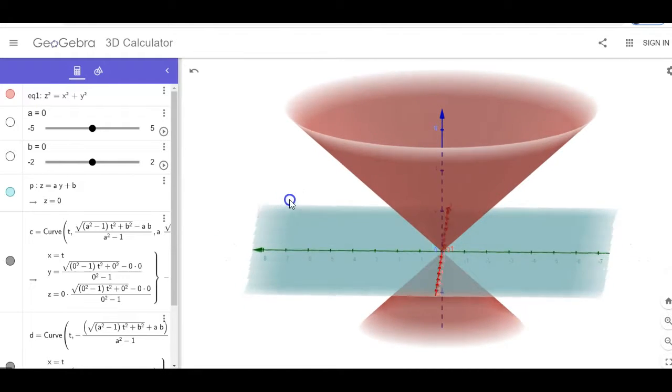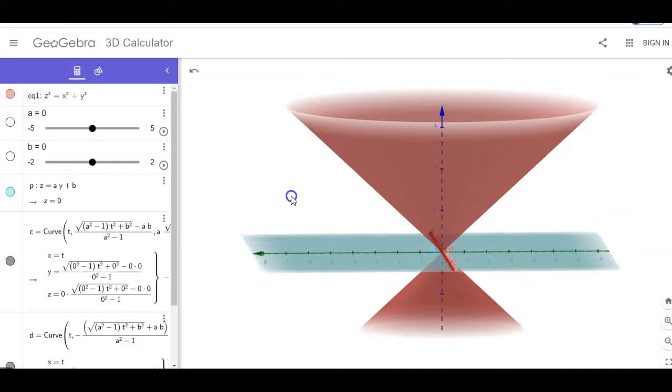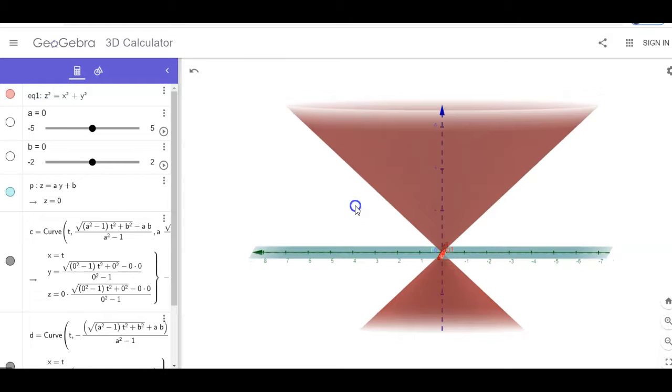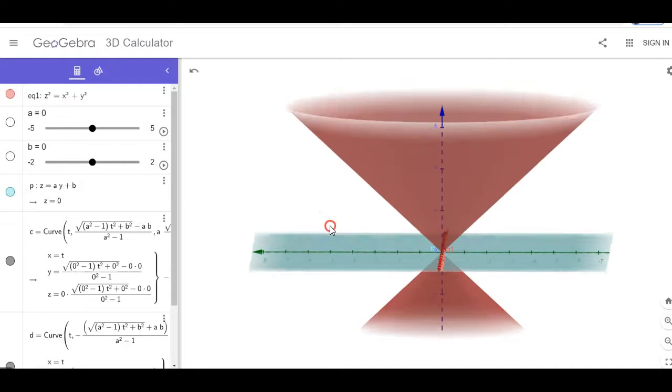Alright, and then what I'm going to do is I've got this plane right here. This z equals ay plus b. This is a plane. That's the blue plane that you see right there. And I can control the inclination of this plane. So like right now it's just the xy plane. So this is the xy plane, and then we come out of the plane with z coordinates.